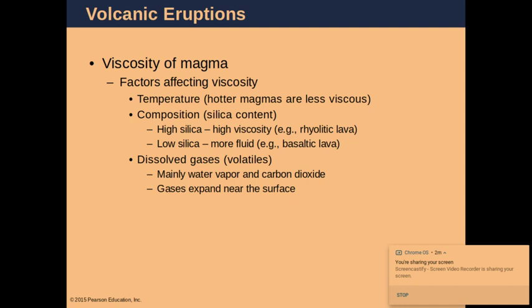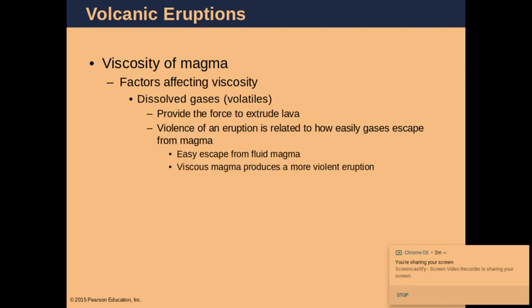Most of the dissolved gases that we are talking about here are water vapor and carbon dioxide. The problem is that as the gases get up near the surface, the pressure on them is much less. So with decreasing pressure comes increasing volume. They expand a lot when they get up near the surface, and that expansion produces a bunch of pressure. That pressure is what makes it want to come out. So they provide the force to extrude the lava. That just basically means to force it out of the volcano.